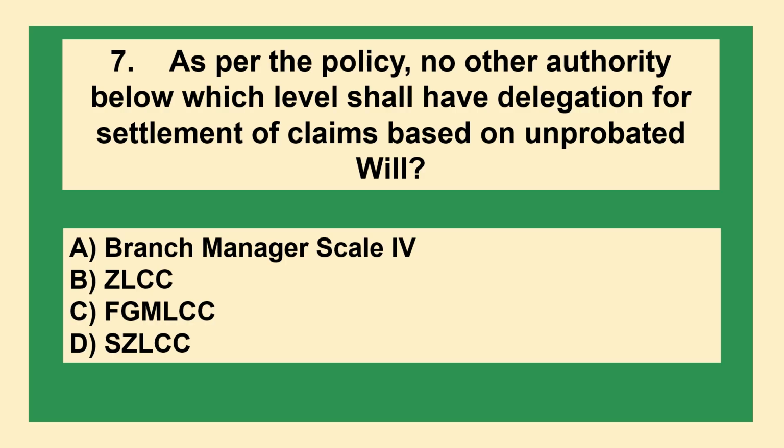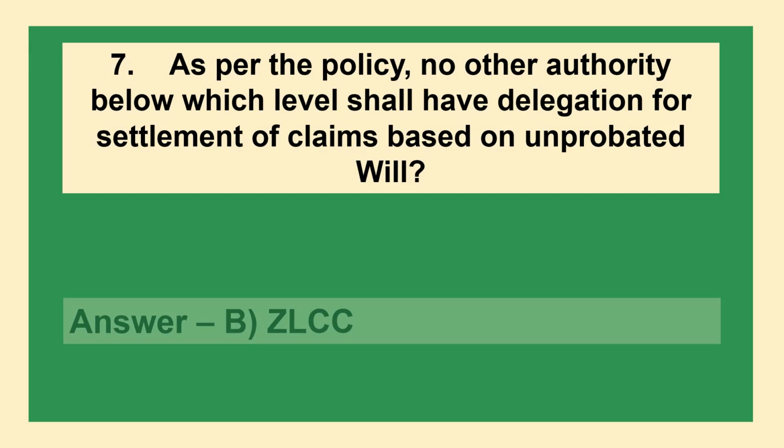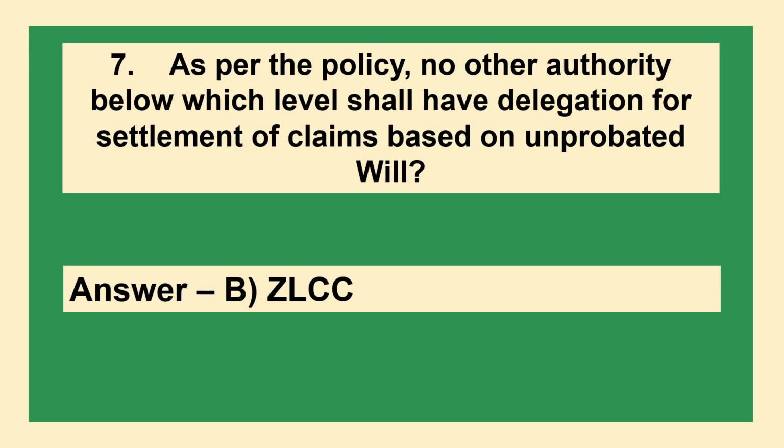As per the policy, no authority below which level shall have delegation for settlement of claims based on unprobated will? Option A, Branch Manager, B Scale 4, C ZLCC, D SZLCC. The answer is option B, ZLCC.